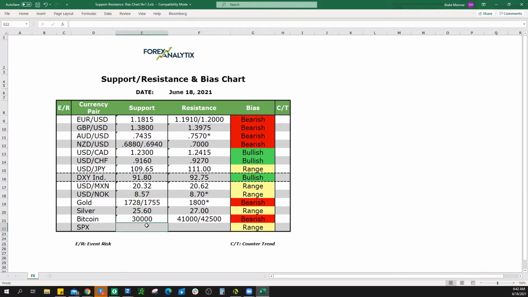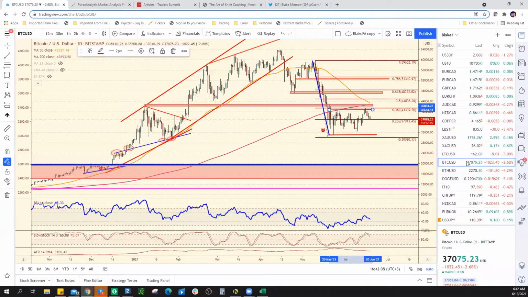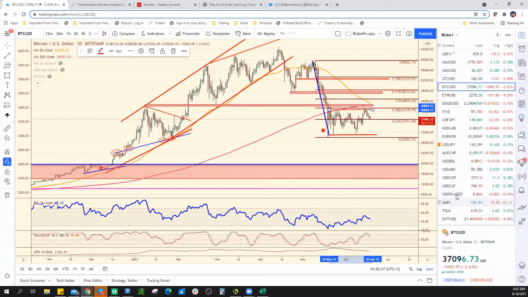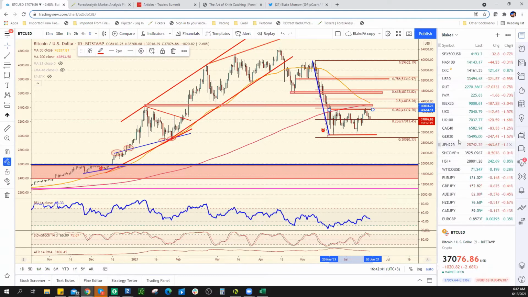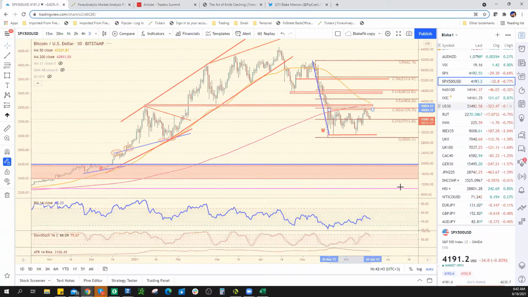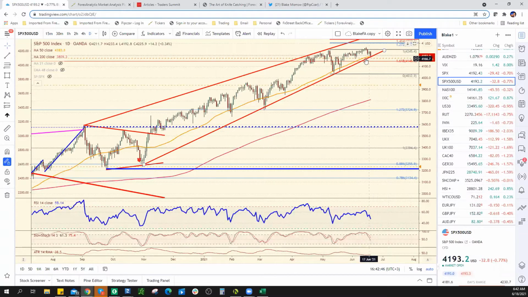So support 4170. Oops, too many asterisks there. Okay. Why do I put all those asterisks? Because you guys know where support is. I don't have to spend a lot of time here. It's right there.